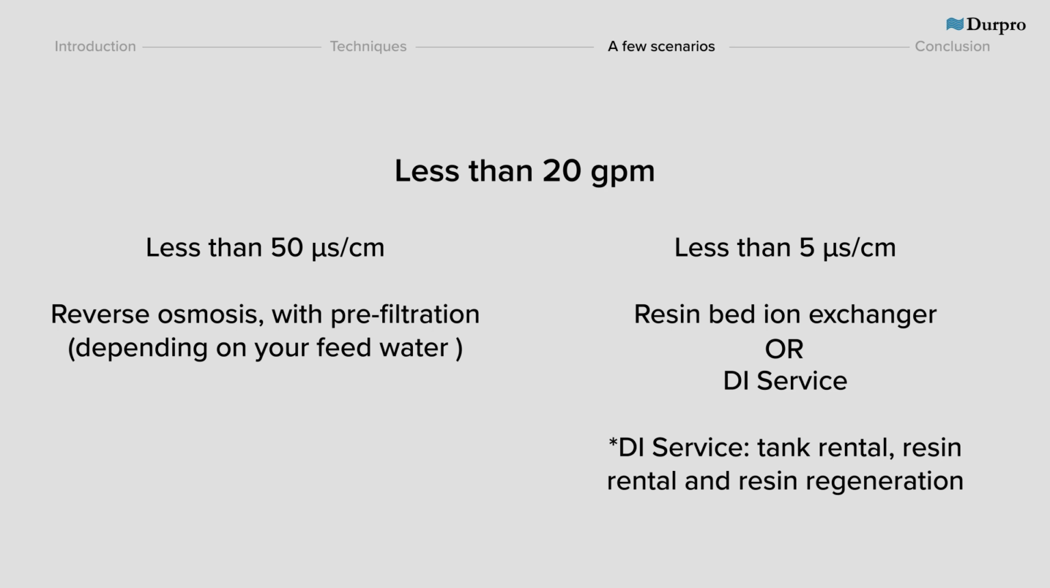These services usually consist of tank rental and resin regeneration. The advantage is that you don't have to worry about managing the risk of storing the hazardous materials used for regeneration, and the associated costs are generally advantageous given the small amount of water required for your operations. In short, whether you opt for the complete installation of a system or the DI service option, these two technologies together will allow the production of water with a conductivity of less than 5 microsiemens per centimeter.